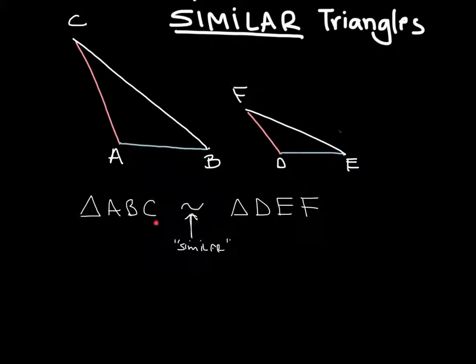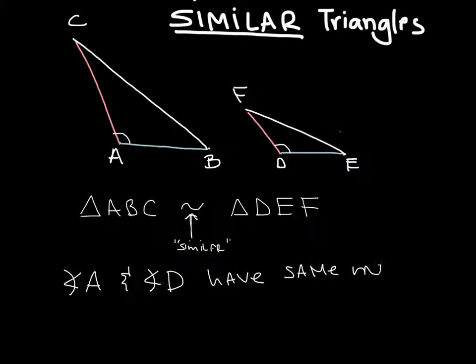Well, if triangle ABC is similar to triangle DEF, then we know that this angle A has the same measure as angle D. So we call those corresponding angles. Now we don't actually know the measure in this case, so I'm not going to write an M. I'm just going to say angle A and angle D have the same measure. So if one was 30, the other would be 30, but we don't know that it's 30.